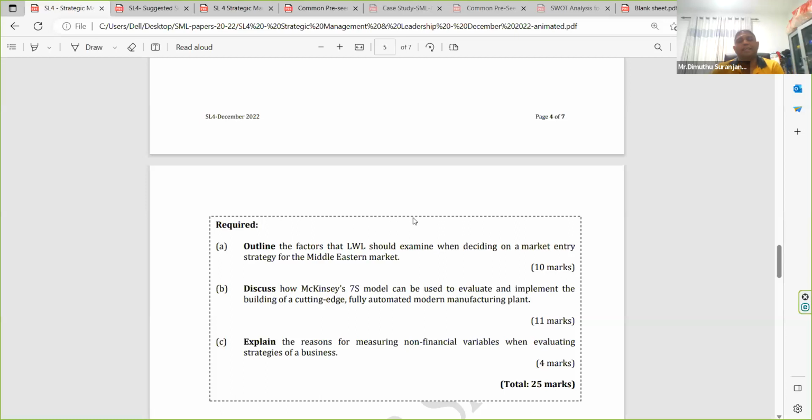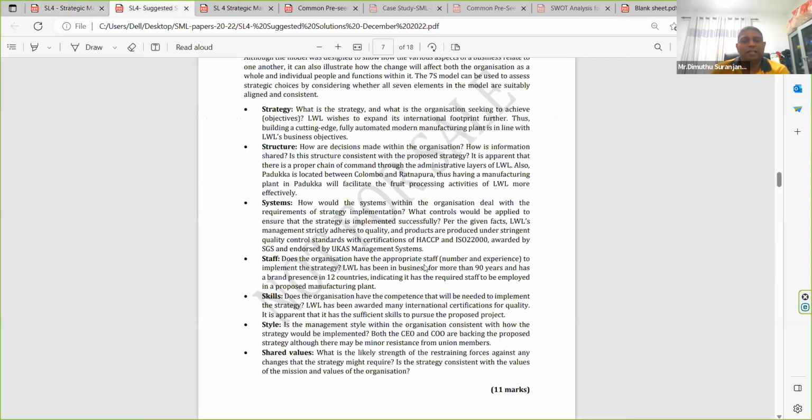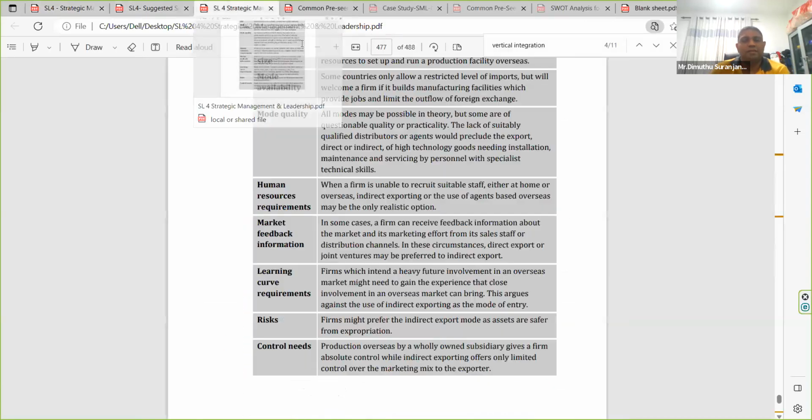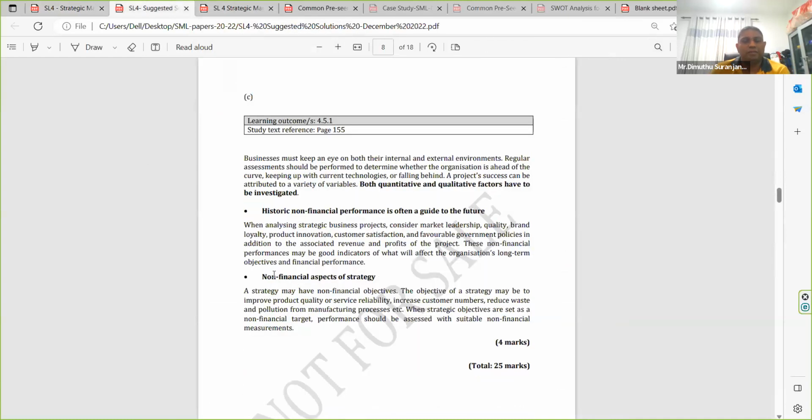Right. Next part is theory. Actually, explain the reason for measuring non-financial variables when evaluating strategies of a business. That is theory. The balanced scorecard. You remember this? I will check that one.